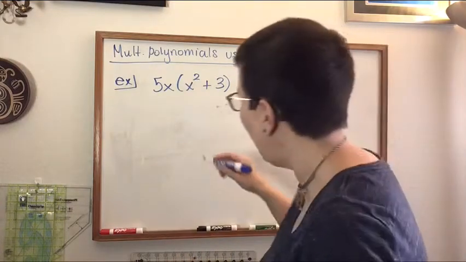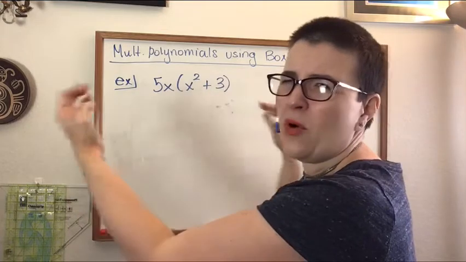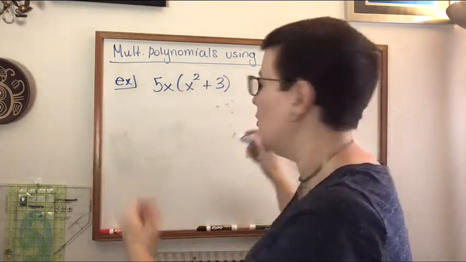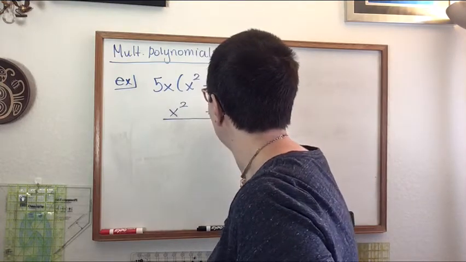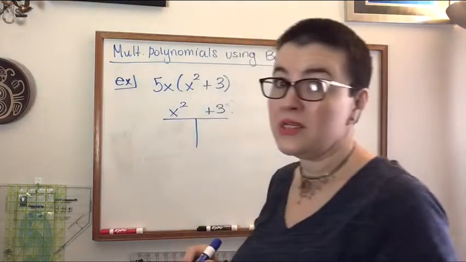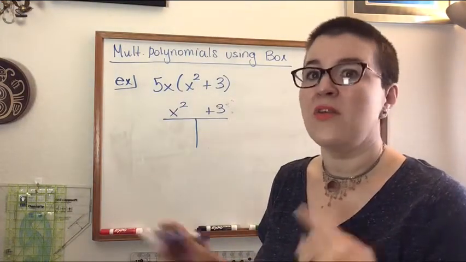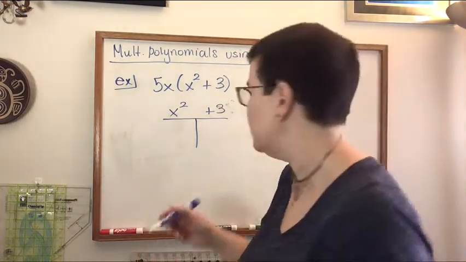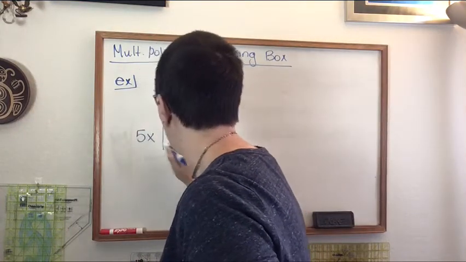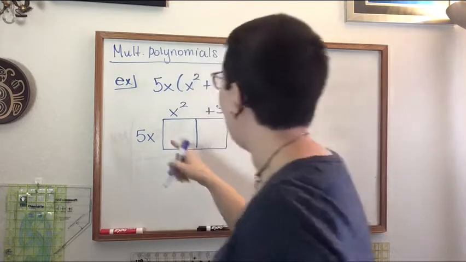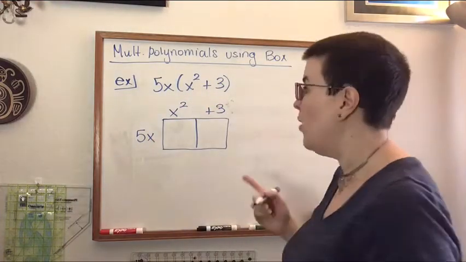So when I make my box, I usually make the longer side across the top. I'm more of a horizontal person than a vertical, but you can do vertical. I'm going to do 2 across the top. So I've got my x squared plus 3. I make sure I hold on to my signs. One of the biggest mistakes that students make is they leave their signs out, and then when they go to collect like terms, it's a mess. My 5x is 1 term, so I only need 1 length on this side. So my box now is 1 row and 2 columns. Now I'm going to multiply into the box.